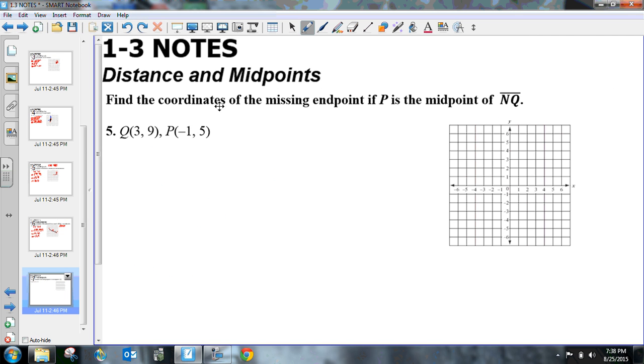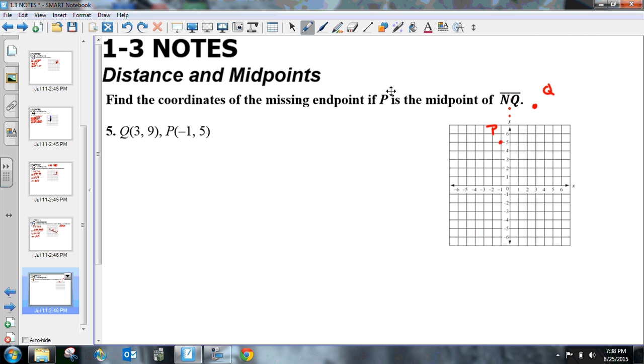All right, number 5. This is an interesting problem. This is one where you have to find the coordinates of the missing endpoint if P is the midpoint of NQ. So I'm going to plot the points Q and P. I'm going to plot the point 3, 9, and it's going to be a little bit off the graph. This is 7, 8, and 9. I'm going to plot this point right here, and that's the point Q. And then I'm going to plot the point -1, 5, and this is point P.